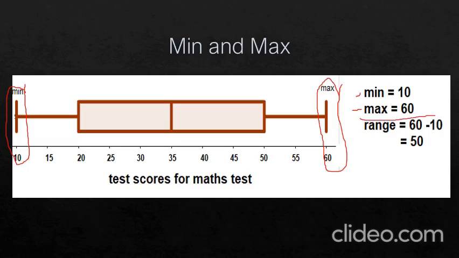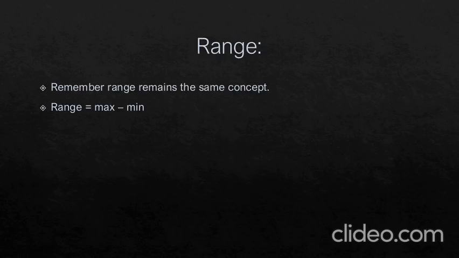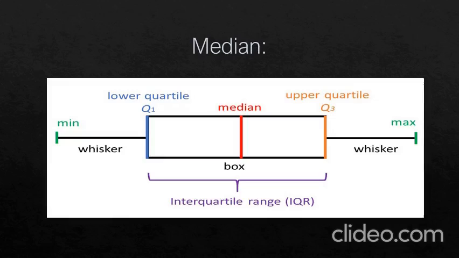Here at the bottom, you'll also see the range, and the range will then be, same as always, 60 minus 10, which gives you a range of 50 marks for this test. Right. Just again, the range remains the same concept, the maximum value minus the minimum, or the highest minus the lowest. Okay, next up is our median.